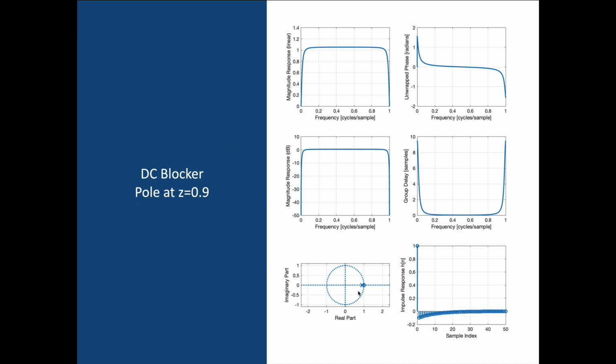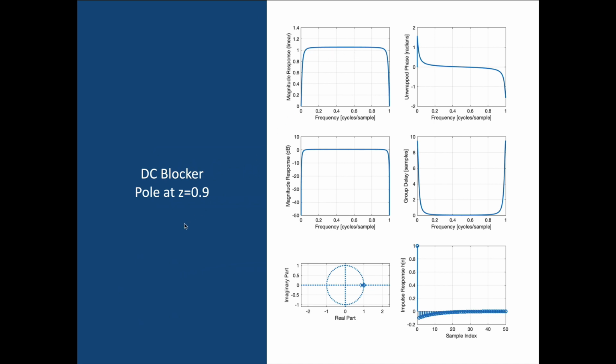You can see that a DC blocker has a zero right on the unit circle, and then it has a pole just inside the unit circle. What that does is that the zero on the unit circle pulls the magnitude response down to zero, or towards negative infinity, at low frequencies. And then the pole allows the response to get pulled back up as you move away from DC.